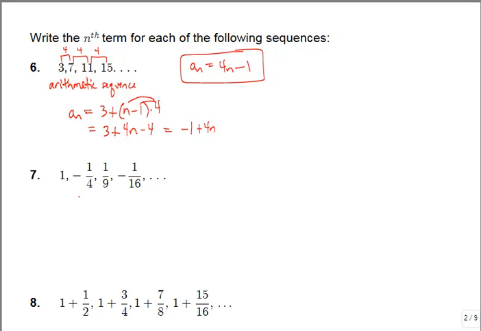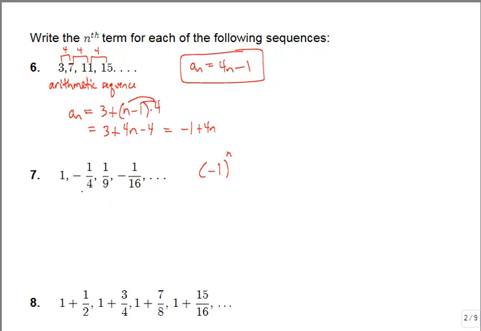How about this next example here? This one has a couple of properties to it. Notice first of all that the terms alternate. We start with a positive, then we go negative, then positive, then negative. Now an easy way to write that alternating sign is to write it as a negative 1 raised to a power. Now this power can either be n, or n plus 1, or n minus 1, and it's going to depend on whether you want the odd or the even terms to be positive or negative.